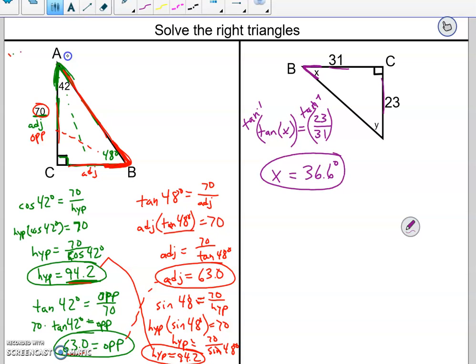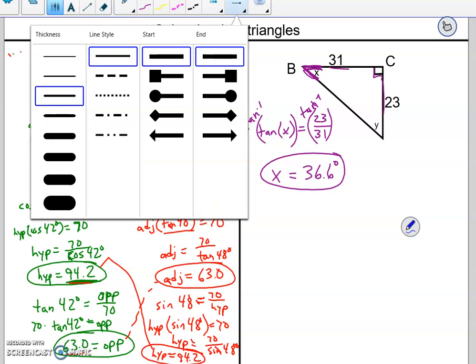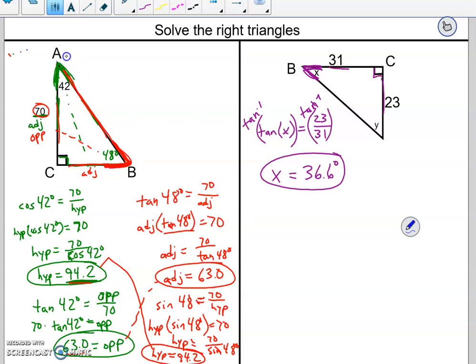And now at that point, you might say, well, if this is 36.6 in here, and I know that this is 90, I should already be able to solve for y. And that's true. You could do that. If you want a little bit of practice with making use of these inverse trig ratios, you could also set something up with this angle as the reference angle, knowing that you've got the adjacent side to it and the opposite side. It looks similar.